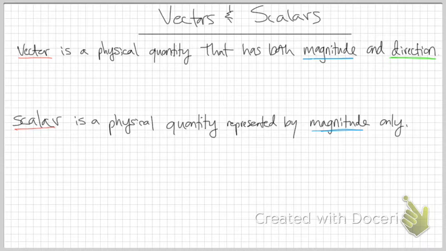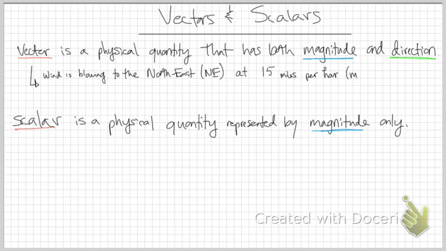By magnitude, we mean how much. Direction, where is it going? So an example here, vector, let's say there is some wind blowing to the northeast at 15 miles per hour. This example might be relevant for an airplane. That's my airplane. Say it is flying in some direction like north, which is where that arrow seems to be pointing, and I have this wind that is blowing to the northeast at 15 miles per hour.